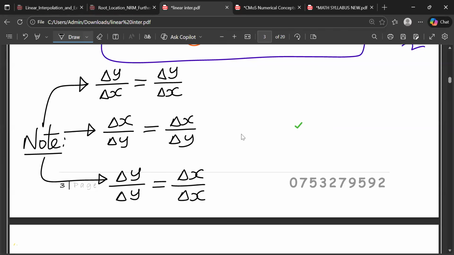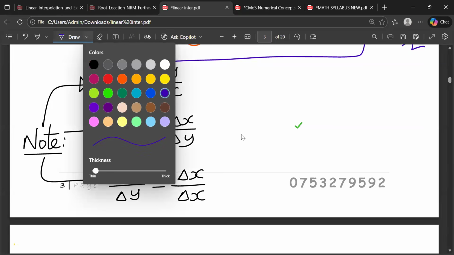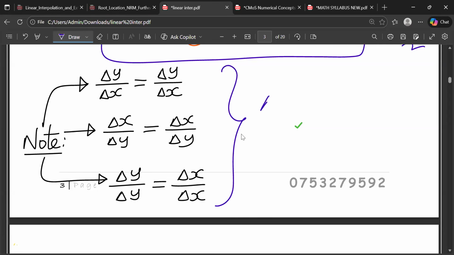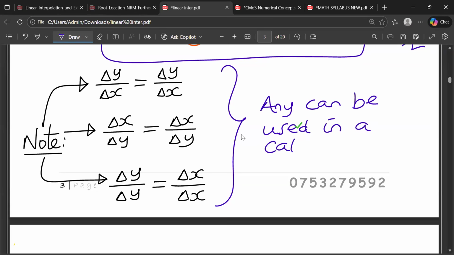Someone may ask, don't these things cancel, and then you remain with only one? Don't worry, I think you know what I mean. I just want to tell you that any of them can work in a calculation. Any can be used in a calculation, as we are going to see.